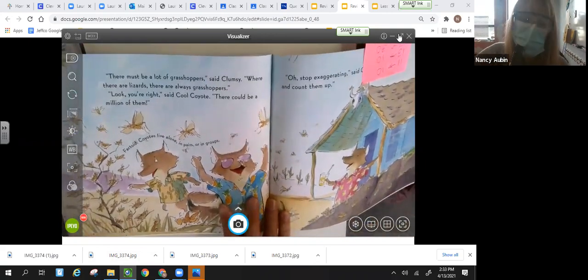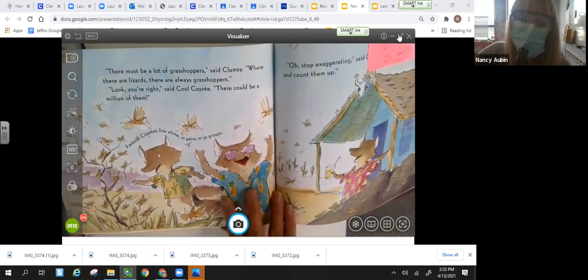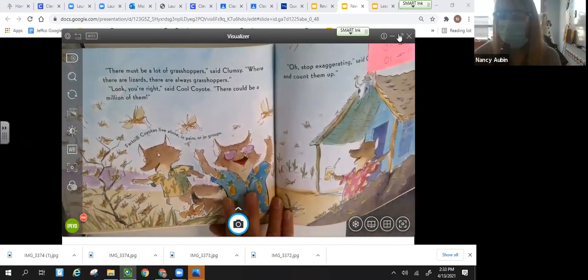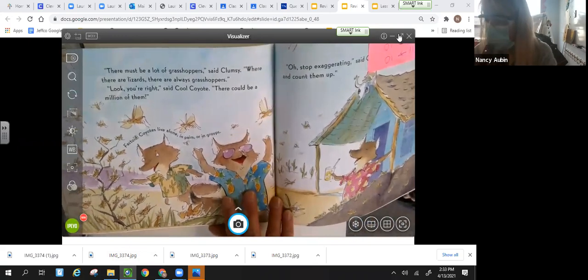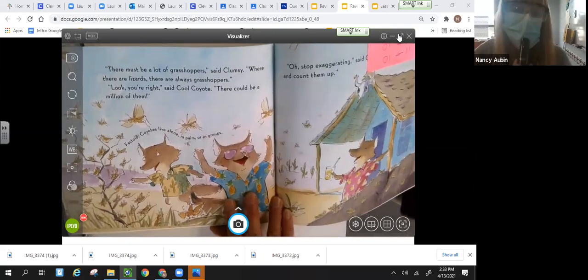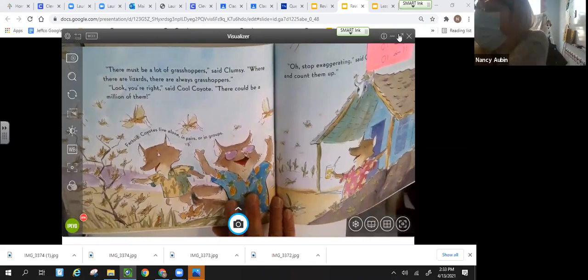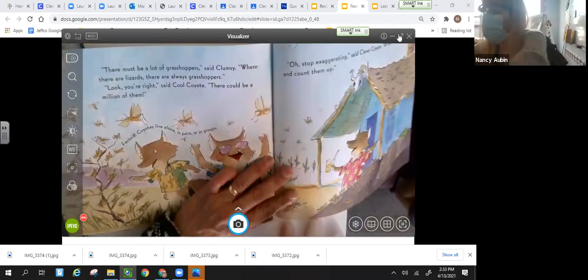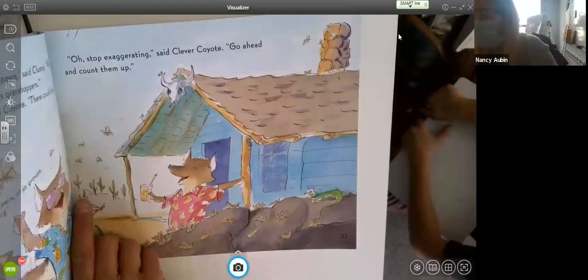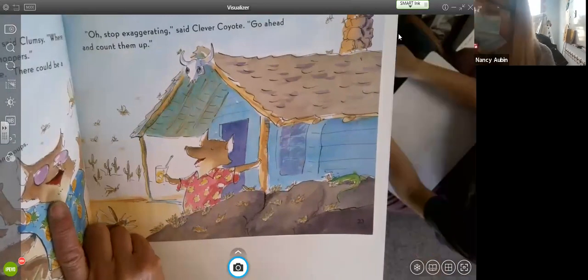There must be a lot of grasshoppers, said Clumsy. Where there are lizards, there are always grasshoppers. Look, you're right, said Cool Coyote. There could be 1,000,000 of them. Factoid, coyotes live alone, in pairs, or in groups. I didn't know that. I like the factoids. Like an interesting fact. Oh, stop exaggerating, said Clever Coyote. Go ahead and count them up.